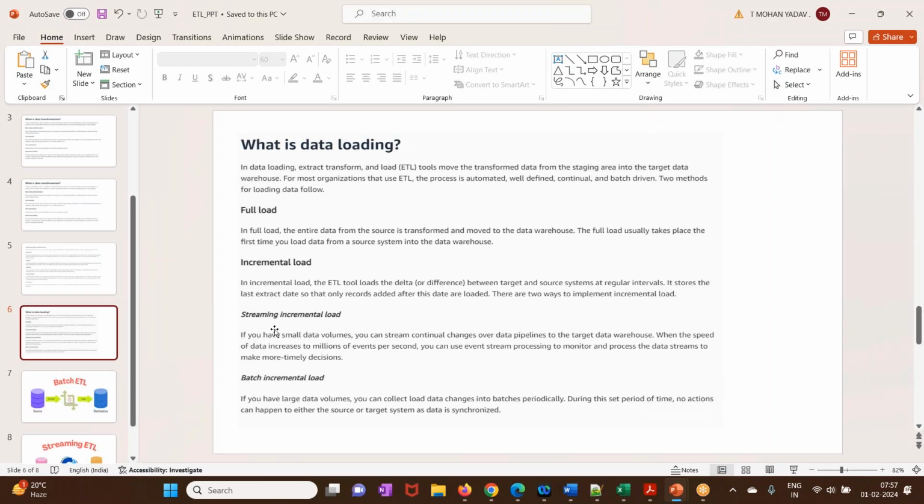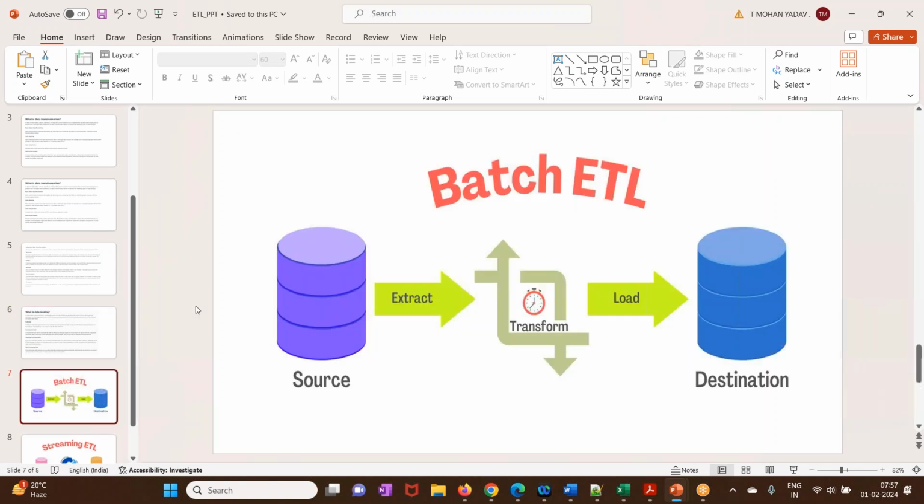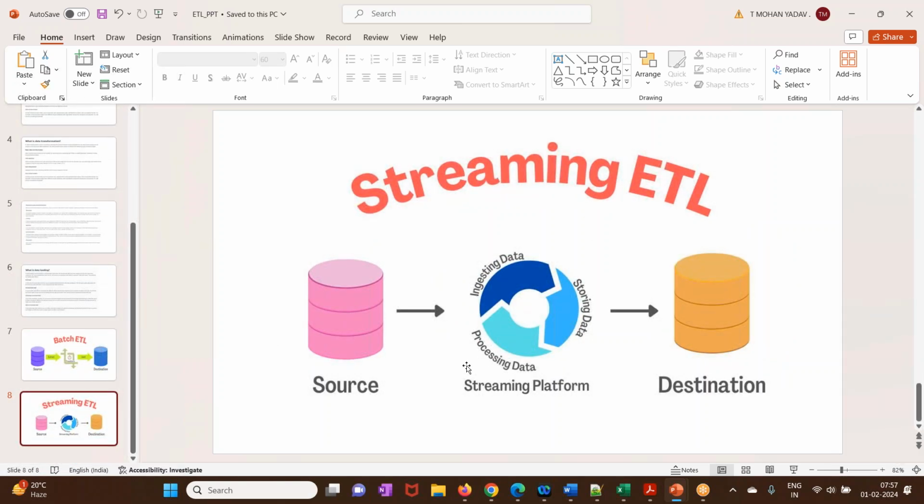In case of streaming incremental load, the loading is going to be continuous. In case of batch ETL, once the extraction and transformation is done, we are going to load the data into the staging environment based on batches. The batches could be hourly, daily, weekly, monthly, it depends upon the business requirement. Whereas in the stream ETL load, it's going to be continuous. If we notice a certain change in the source, we fetch the data, transform it and directly load it into the destination stage area. This is the difference between the different types of loads.